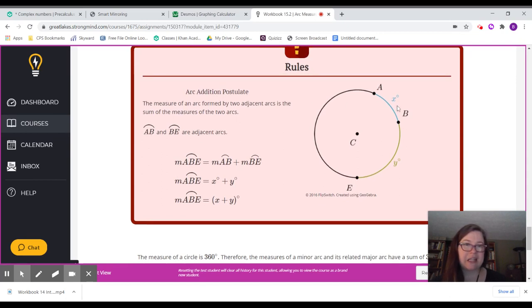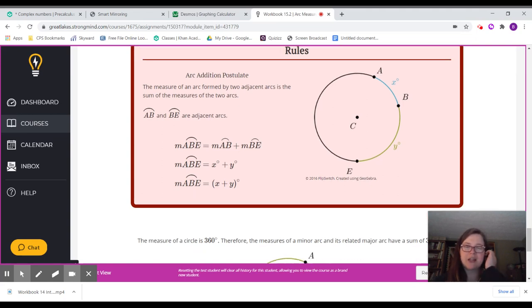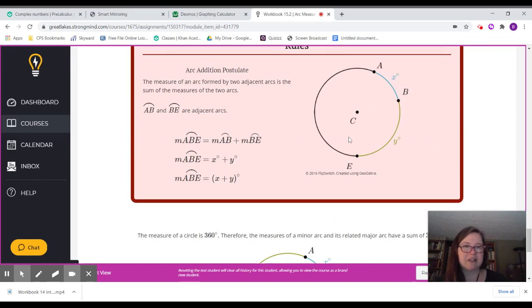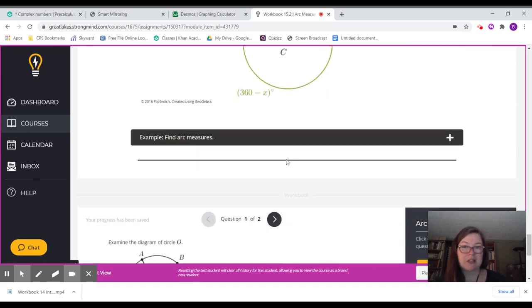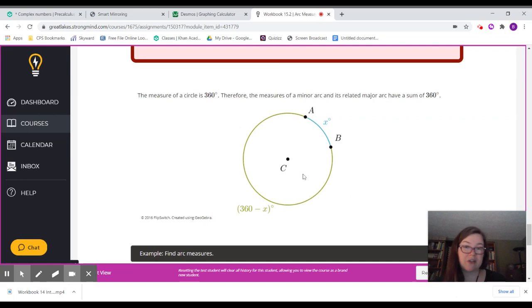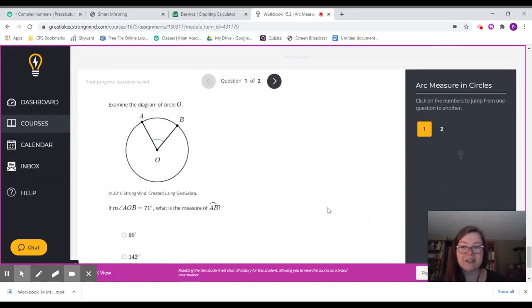Next part is that if you have two angles and you add them together, or two arcs, you can add them together by the arc addition postulate. And remember that the angle is the same thing as the arc, so it's very easy to do. The whole distance around is 360. So those are all the things that you need to know.